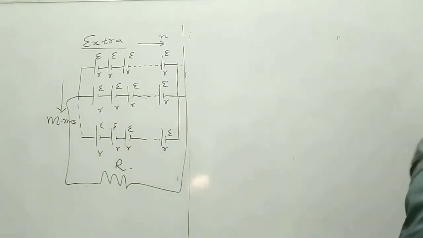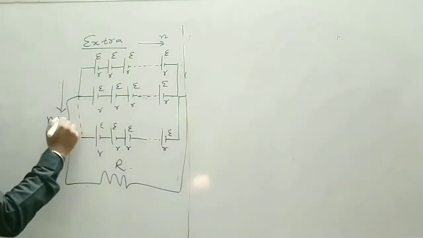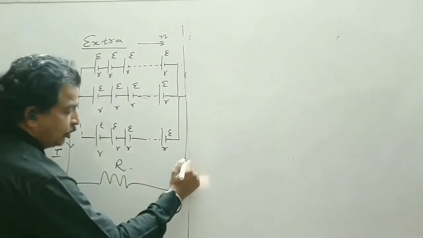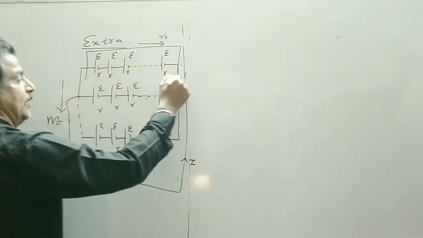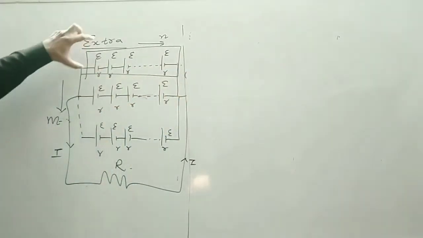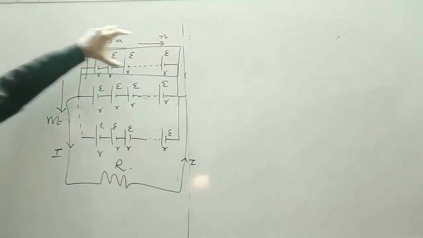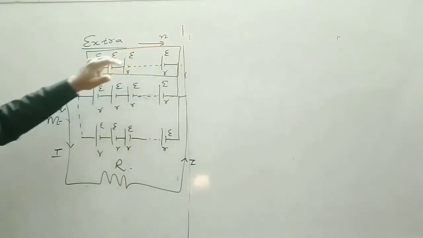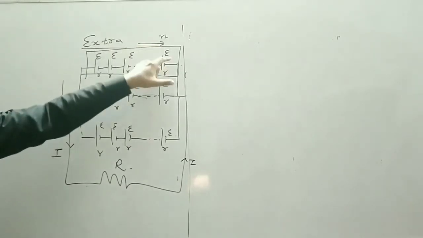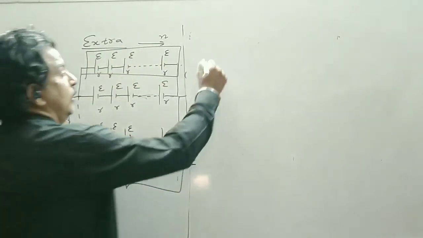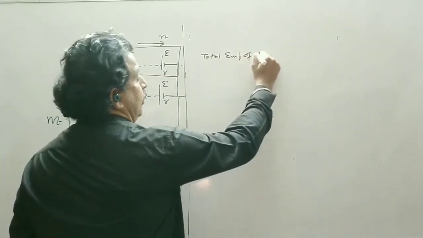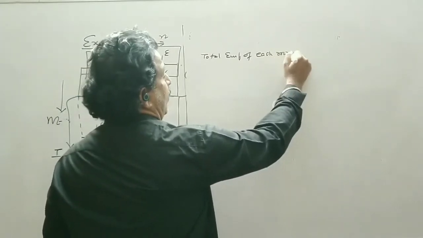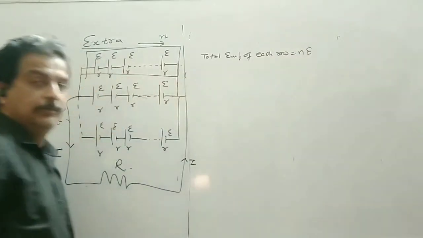Now I have to find out the current in the circuit. So these are the m rows. Let I be the current drawn from all this. Now first see this. All these cells are connected in series. So the EMF becomes E1 plus E2 plus E3 plus E4 like this. They are identical. So total EMF of each row is equal to n times E.